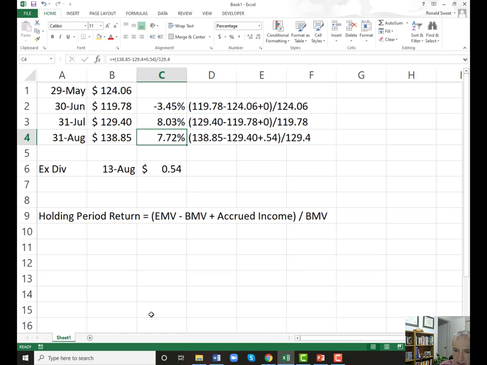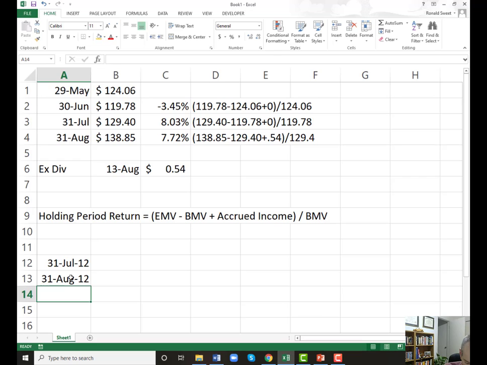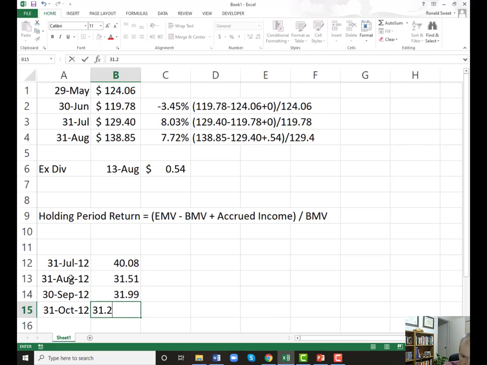Let's go back to Excel. And here we're going to do a little bit different. We're going to do July 31st, 2012. And then we'll do August 31st, 2012. And then September 30th, 2012. And then October 31st, 2012. And our prices were 40.08, 31.51, $31.99, and 31.29. Let's make those all dollars and cents.